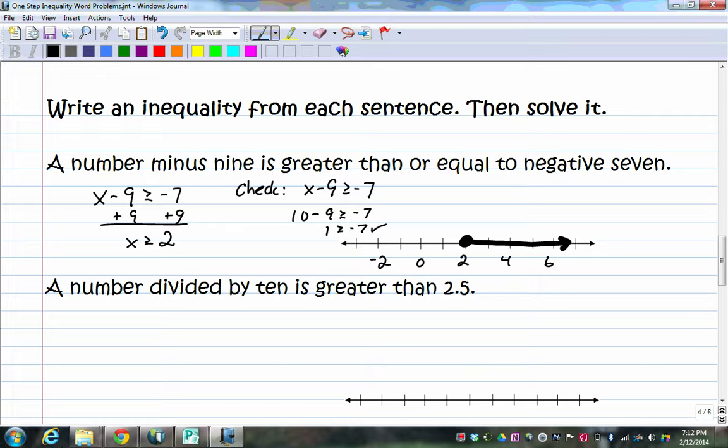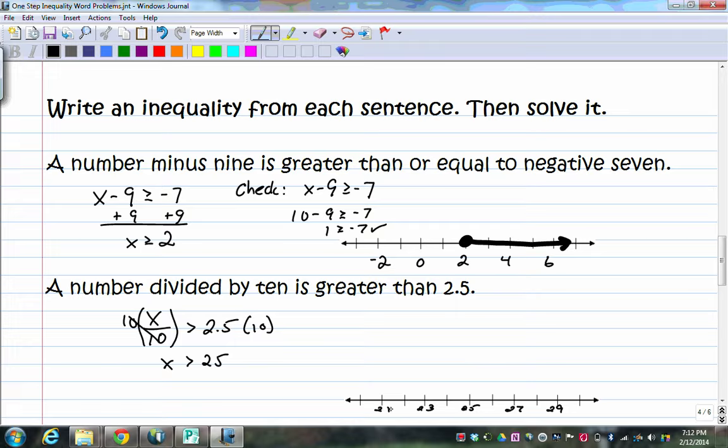Okay, a number divided by 10 is greater than 2.5. Now, hopefully, you weren't looking at this going, but you need to have decimals in there. What does it matter? You can use a calculator, okay? Multiply both sides by 10. And x is greater than 25. So come down here, 25, 20, wow, what's going on with my pen? 27, 29, sorry about that, that's really funny.